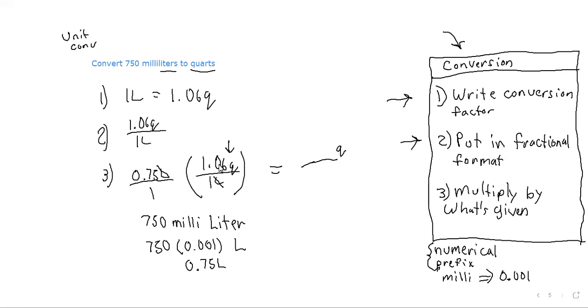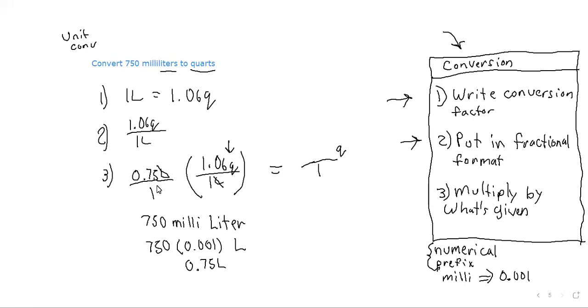And now the last thing we always do is multiply out the numbers or work on the numbers, whatever we have to do. So here, I'm going to start on the bottom. 1 times 1 is 1. And on the top, we have 0.75 times 1.06. So let's do that on our calculators, right? I'm not going to try to do this in my head. 0.75 times 1.06, we get 0.795.